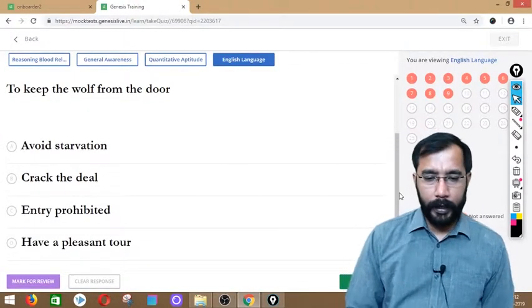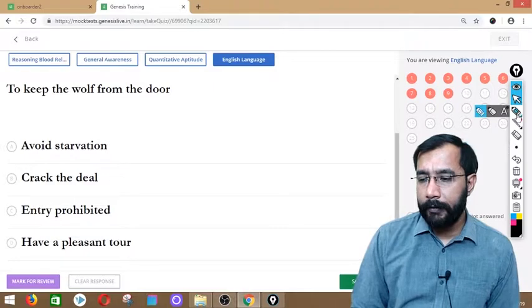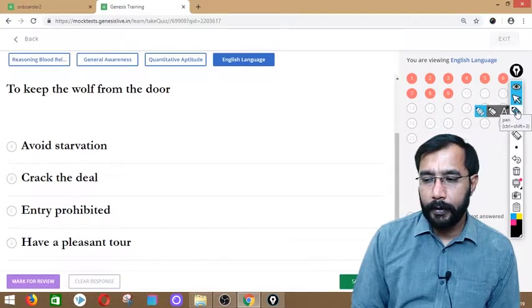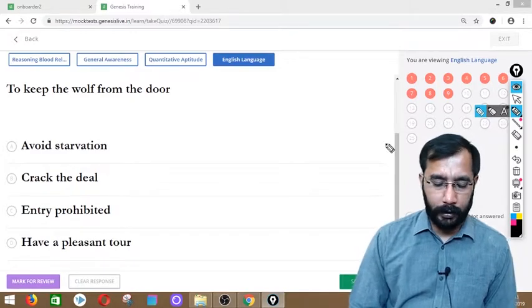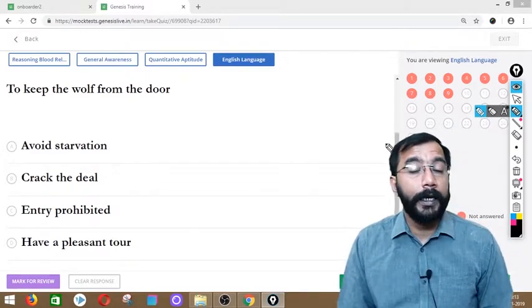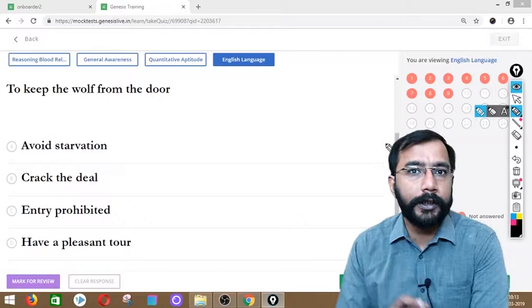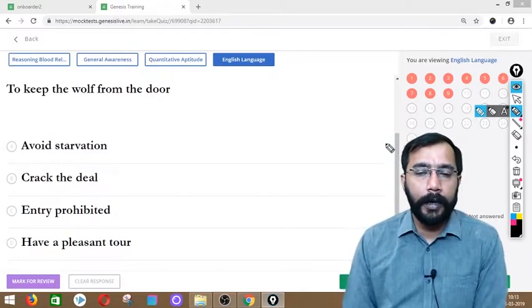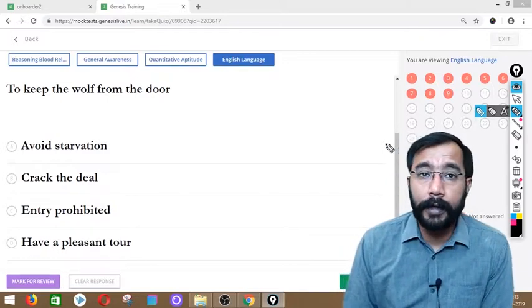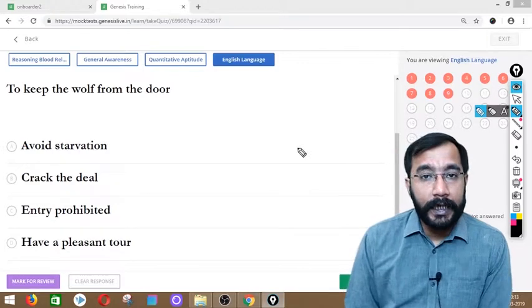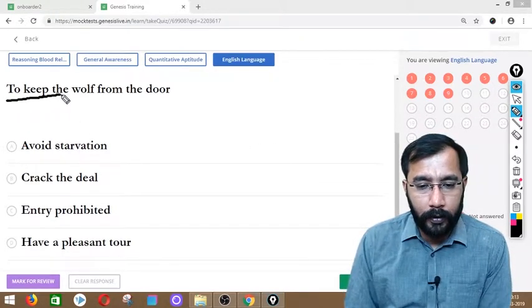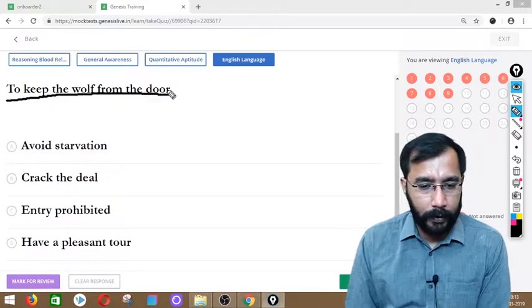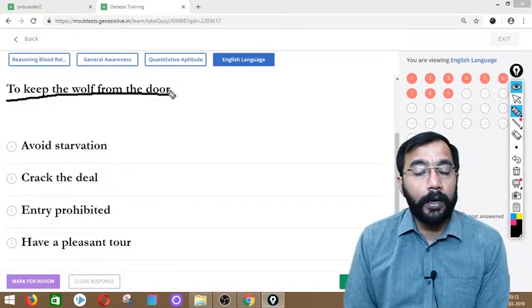All right. In the next question, we've been given an idiom, and idioms and phrases are part of any language, right? So in this particular question, the idiom which is given is to keep the wolf from the door. All right. What does this mean?